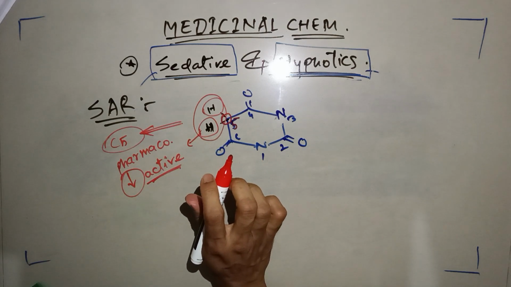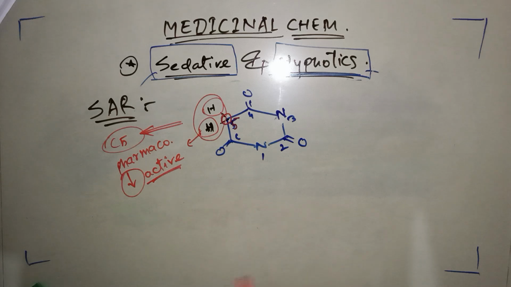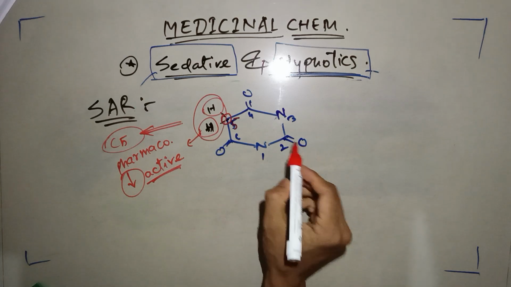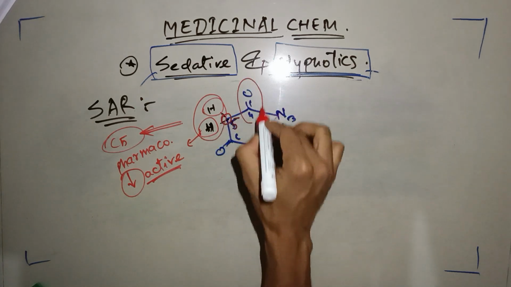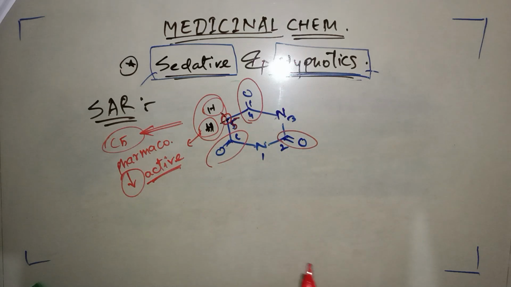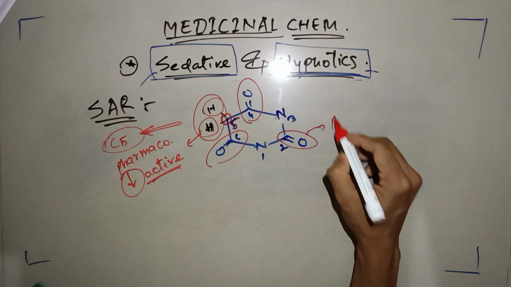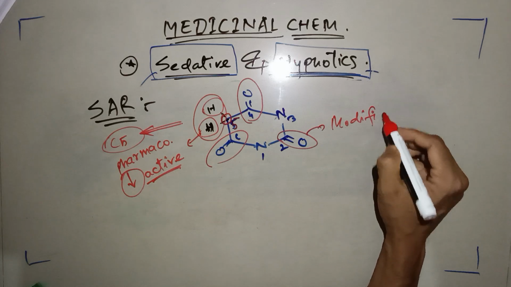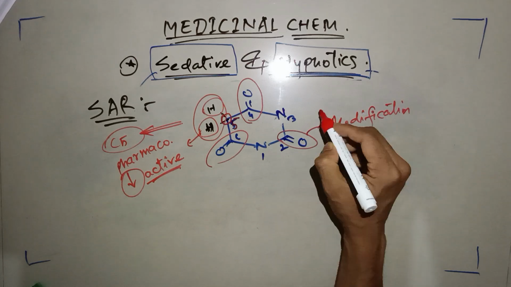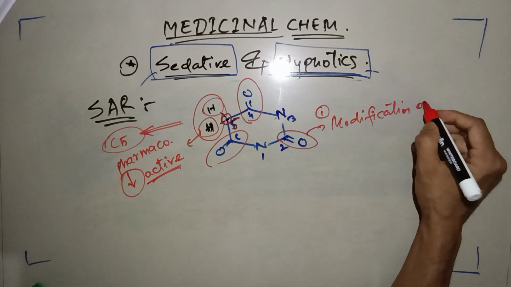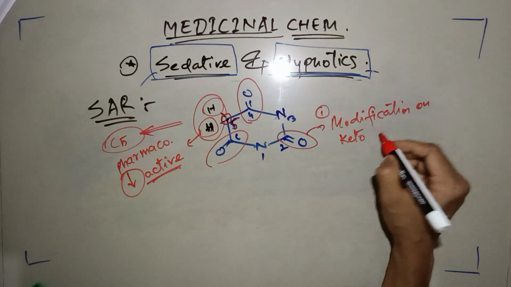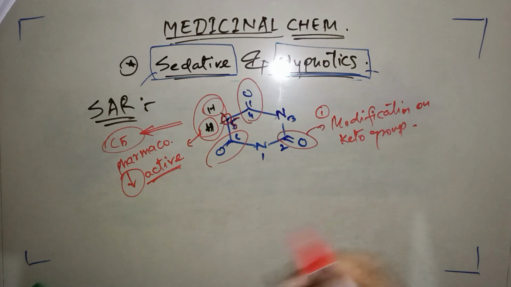C5 position. Okay. Now it undergoes three possibilities. Number one, modification on keto group. So this is one keto group, this is another keto group, this is another keto group. So the modification on these three keto groups, modification number one, modification on keto group. This is the first change.